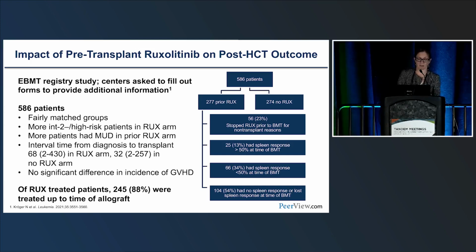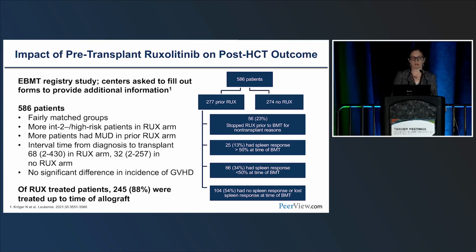And of the ruxolitinib-treated patients, almost 90% of them were treated up to the time of their transplant. So when we look at what happened with ruxolitinib, what was the outcome of these patients? 23% had stopped at some point before transplant, but not for transplant reasons, for other reasons. 13% had a spleen response of greater than 50% at the time of transplant. 34% had a spleen response of less than 50%, and 54% had no spleen response or had lost their spleen response at the time of transplant.